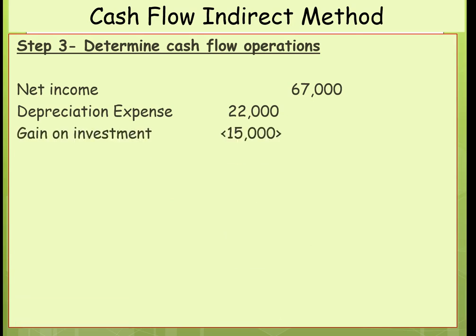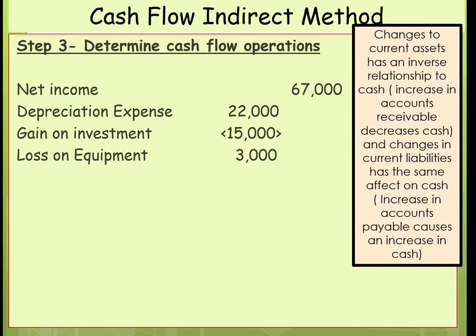We're going to subtract out any gains, because we realize that gains are just an adjustment when we sell a piece of equipment, and the actual cash is what we receive for it, and that would be under investing activities. And the same with the loss. We have to add that one back in. We subtract out the gain. We add back the loss.